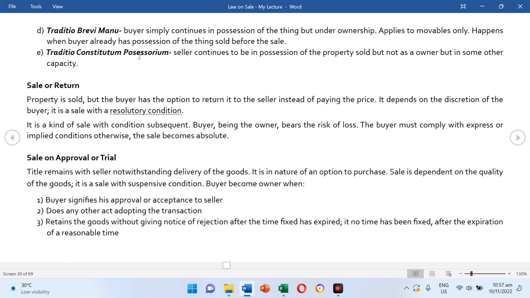Like for example, si seller, agreement nila ni buyer na bibenta niya na yung lupa kay buyer but then possession pa rin ni seller yung building, for example, pero hindi na siya may-ari. Rerentahan na lang niya kay buyer. That's traditio constitutum possessorium. Okay?